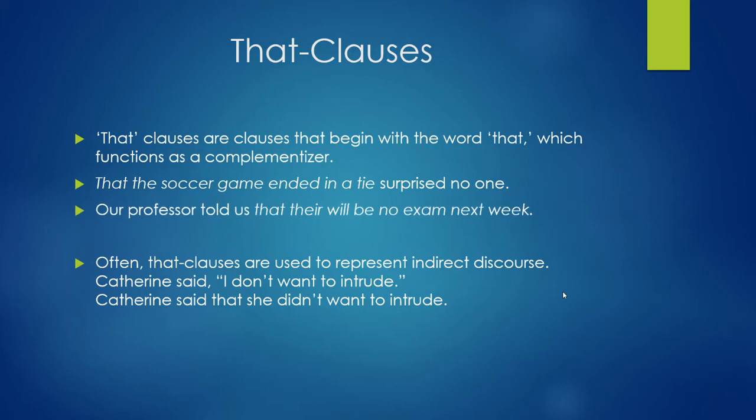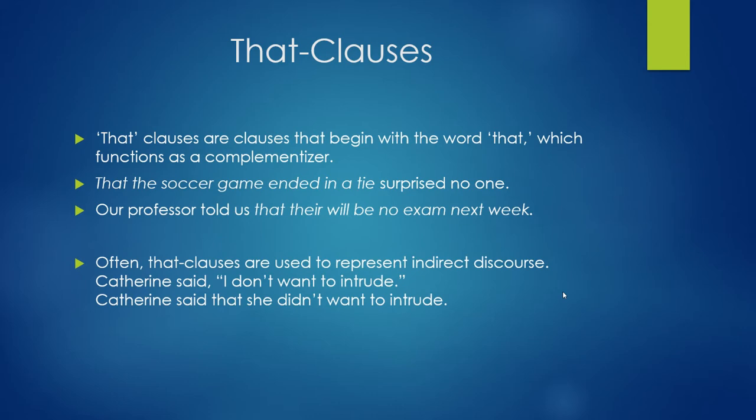In this next one, the nominal phrase is a direct object. Our professor told us something. Told us that there will be no exam next week. So you can see how there it's a direct object. They can go about anywhere that a noun could go.